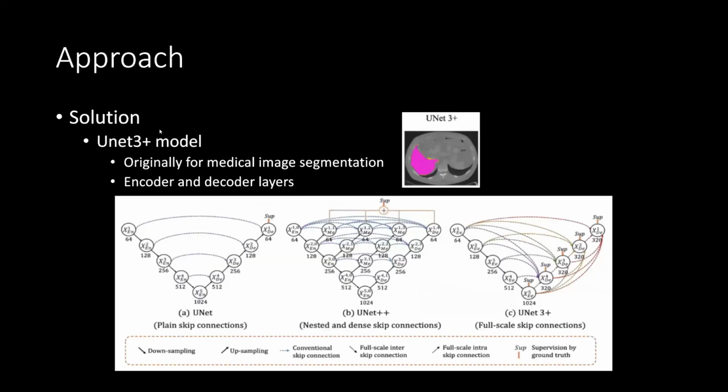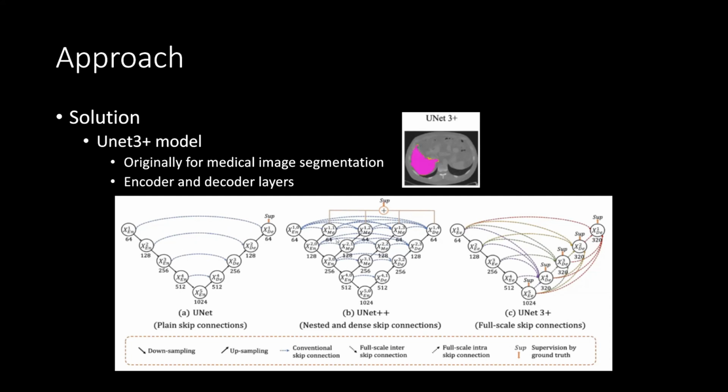My solution is to use the UNet 3+ model. It is originally for medical image segmentation, and it has an encoder and decoder layer. The encoder is for extracting features and is usually a CNN, and the decoder layer is some upsampling block to increase the resolution of the analyzed features. The first generation introduced the plain skip connection, like what we have learned from the homework, and it appends the same level information during upsampling to improve the performance.